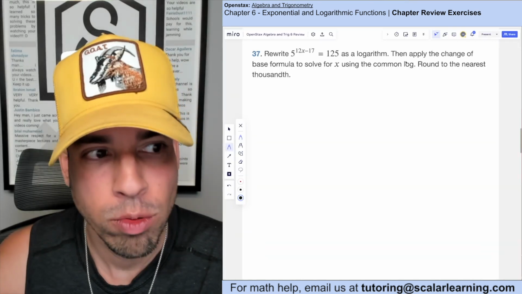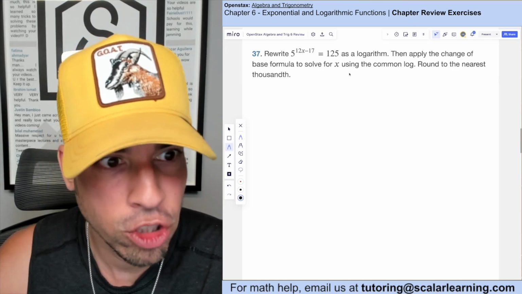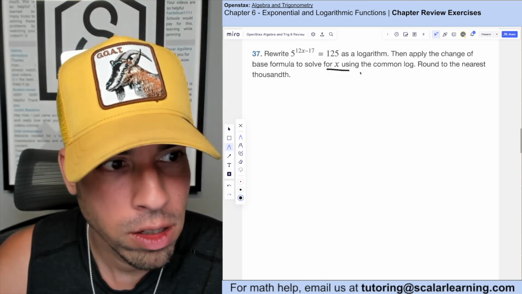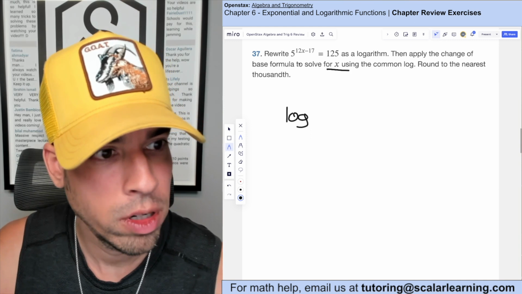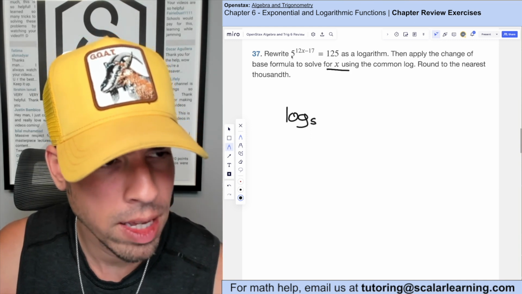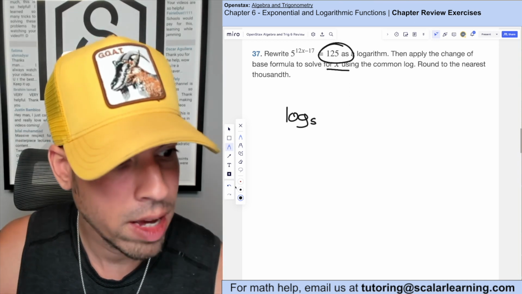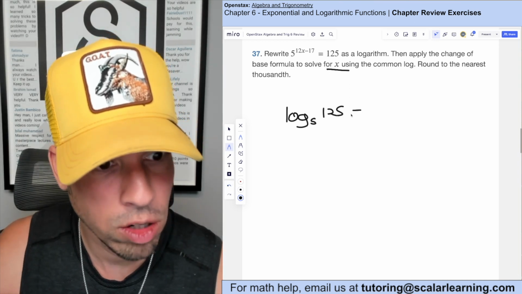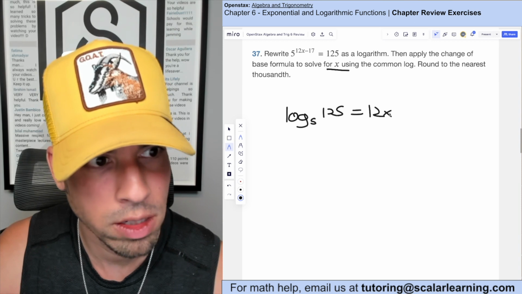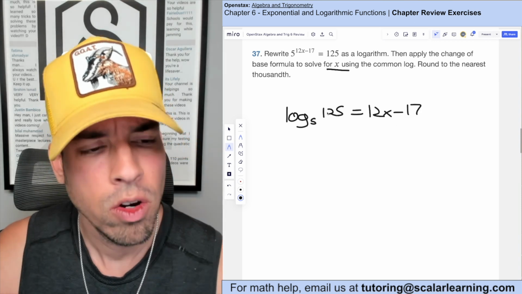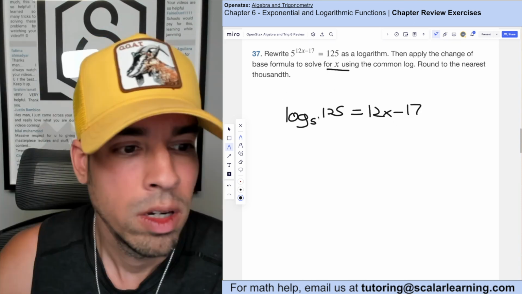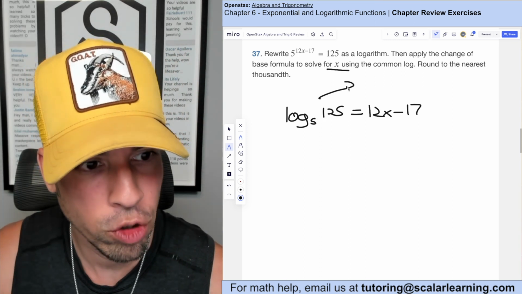Done. So first we're meant to rewrite this as a logarithm, then apply the change of base to solve for x, so let's give it a shot. So first we're starting with log base 5, that's this value here, of this value, which is on the other side of the equal sign, equal to the exponent, which is 12x minus 17. Okay, so now we've got this, and then it says to apply the change of base formula, which you can do to this.